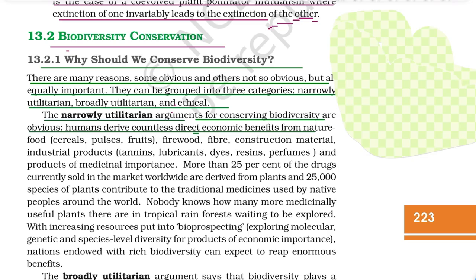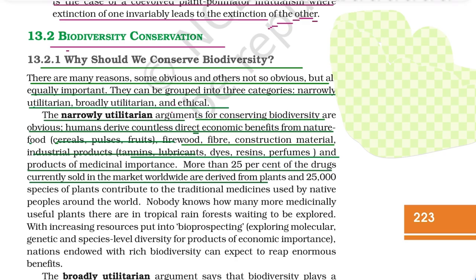Humans derive countless direct economic benefits from nature: food, cereals, pulses, fruits, firewood, fiber, construction material, industrial products such as tannins, lubricants, dyes, resins, perfumes, and products of medicinal importance. More than 25% of the drugs currently sold in the market worldwide are derived from plants, and 25,000 species of plants contribute to the traditional medicines used by native people around the world.